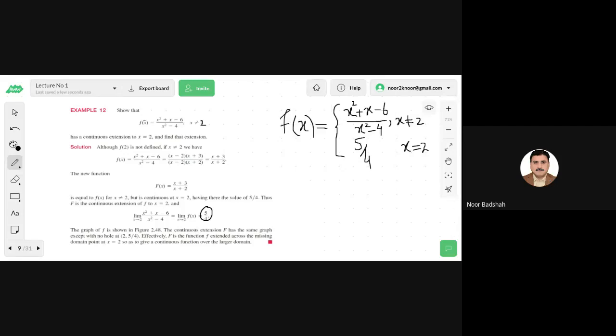The function is defined for everything except 2. So the function will be discontinuous at that point. We want to redefine the function in such a way that it is continuous everywhere. It must be continuous at x equal to 2 as well. So we give a value to that function at x equal to 2, and what would that value be? That should be the limit.